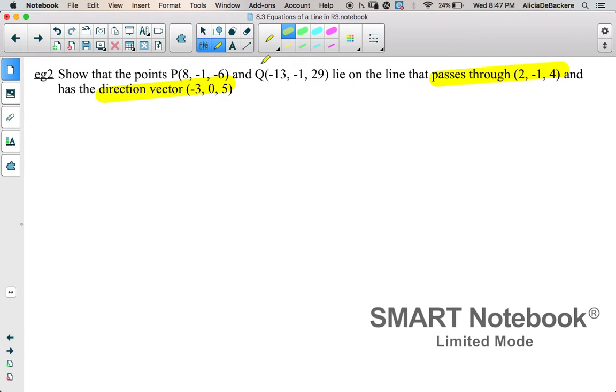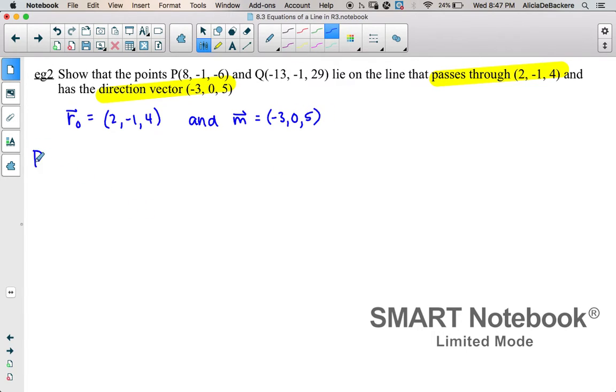I'm going to use 2 different methods to do that. That's why we're checking 2 points. So for point P, the method that I'm going to use involves parametric equations. And for either method here, I'd have to think through the fact that I have this point that it passes through. So my R naught is going to be 2, -1, 4. I can't use one of these 2 points because we're proving that they lie on the line. We're not given that. And I'm given the direction vector -3, 0, 5. So for point P, I'm going to use parametric equations.